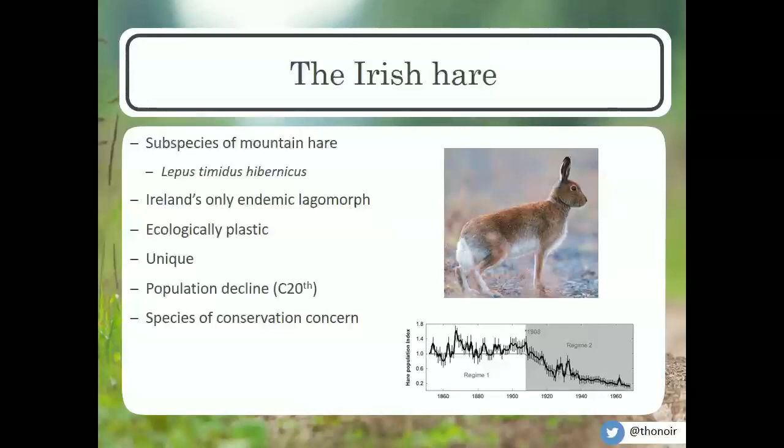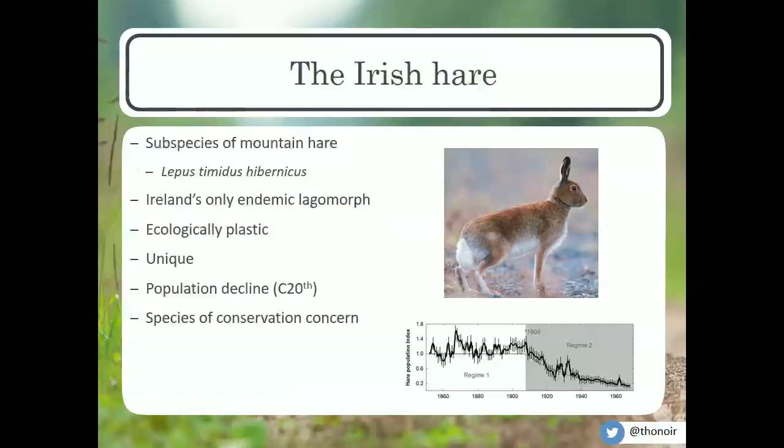Mountain hares have a circumarctic distribution. They're an upland species, in contrast to the lowland European hare. It's Ireland's only endemic lagomorph, and it has evolved in isolation for about 30,000 years since the last glacial maximum, and as such has considerable ecological plasticity. There's been no competition, so it's found from the tops of mountains right down to the seashore. It's considered to be unique.